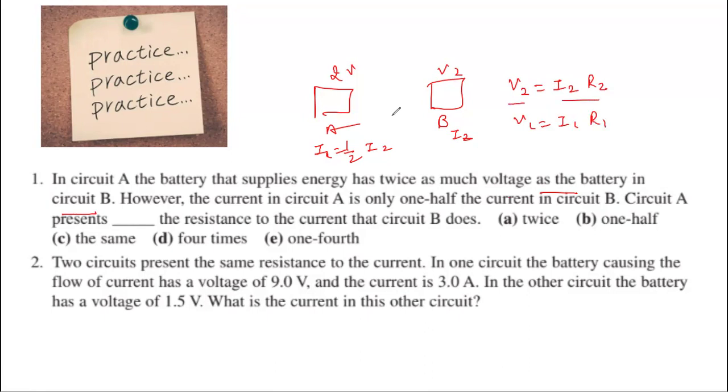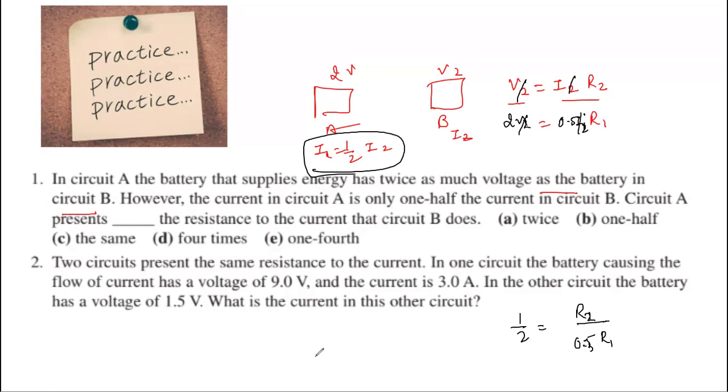So let's divide them. After dividing them, I can go ahead and write V1 like this. Because V1 is twice V2, let's write 2V2. And the current over here is half of the current in the second one, so let's write 0.5 times I2. Okay, so I can get rid of V2 and I2. Let's see what we have over here. I have 1 over 2, R2 on the top and 0.5 R1 over here.